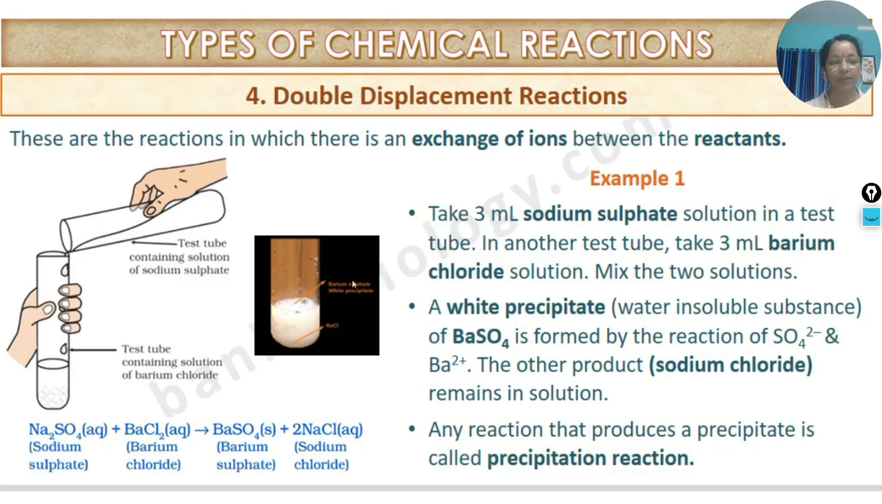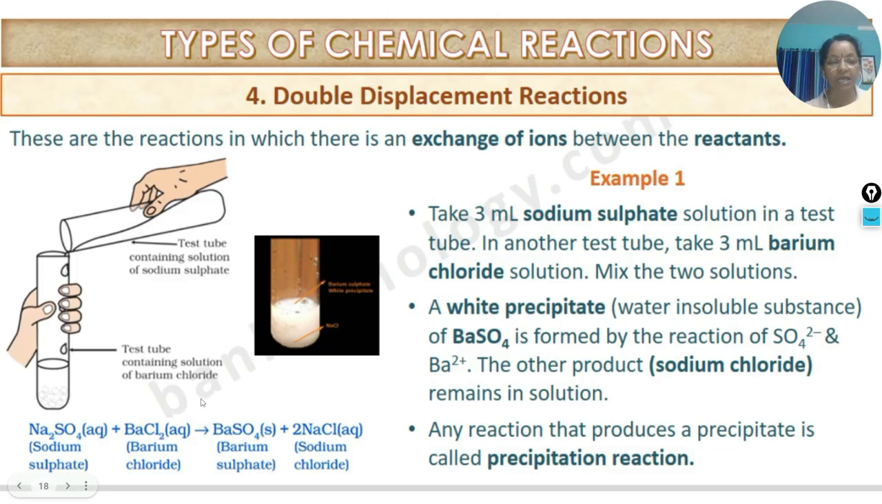The typical example given in your text is sodium sulfate and barium chloride. Sodium sulfate is a colorless solution and barium chloride is another colorless solution, and if you mix the two colorless solutions as shown in the picture, we get a white precipitate like this. Why precipitate? Because the barium sulfate formed is insoluble in water, so we call an insoluble substance a precipitate. Barium sulfate is the precipitate here.